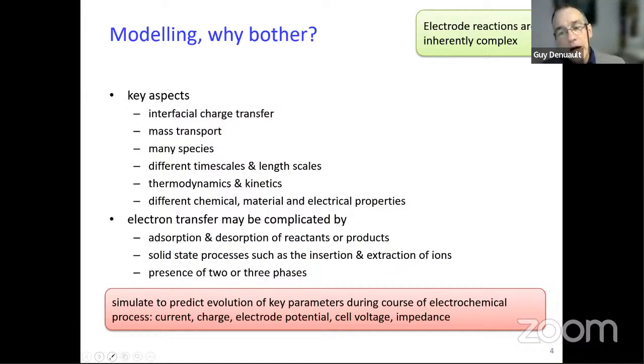So I think what you need to remember is that modeling is extremely powerful to help you understand what's happening in your electrochemical system, but also help you answer some simple questions. It forces you to think about what should be included, what can be neglected, what assumptions are required in order to understand your experiment.